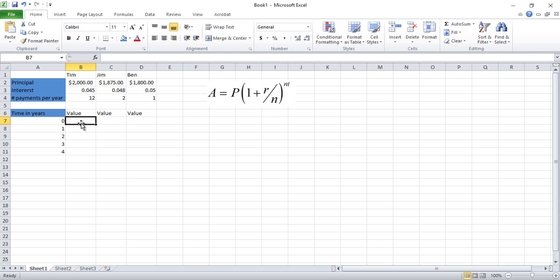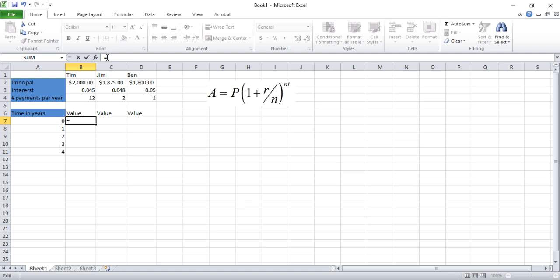There are a couple of things we want to know when working with this equation. We want things like the principal to remain constant, to always look at the same cell, and we want things like the time in years to look at a different cell each time. When I set this up, I'm going to go up to my bar up top and just press equals. As soon as I press equals, the software knows that I'm looking to do a calculation.